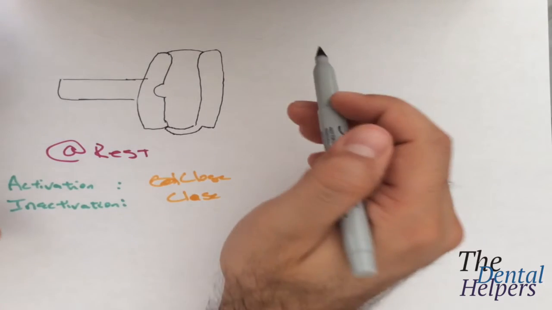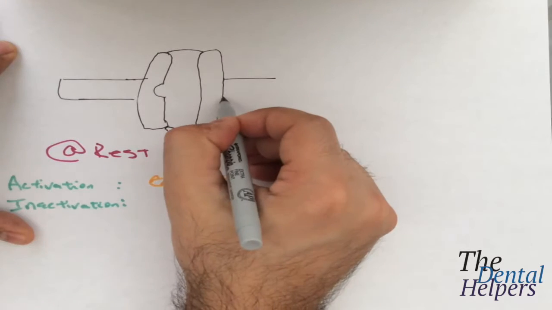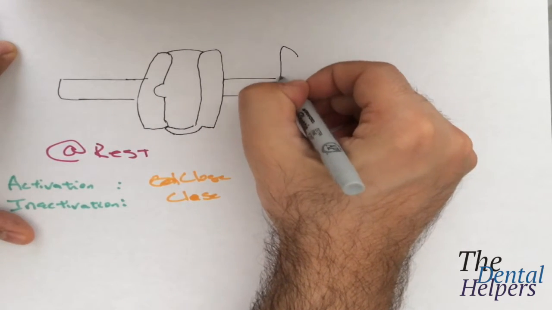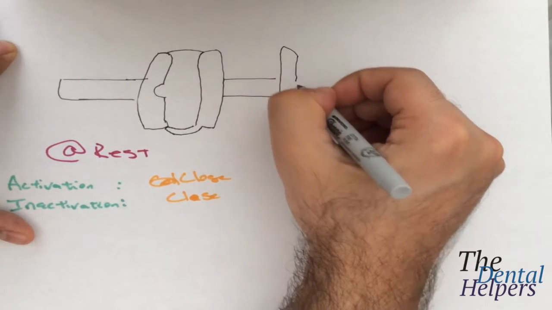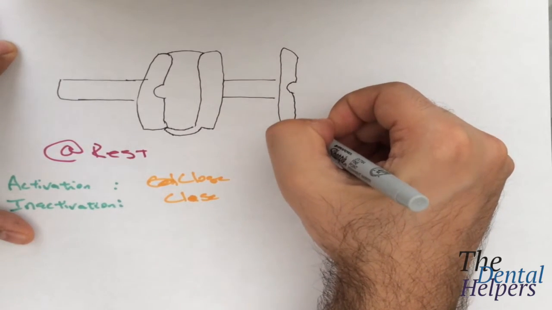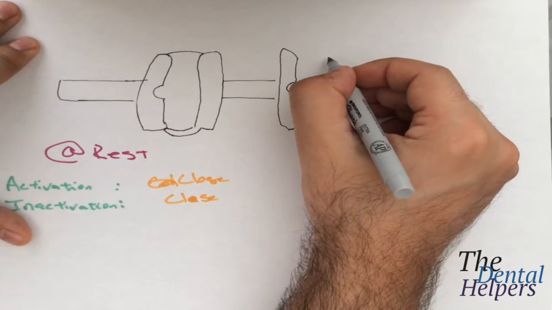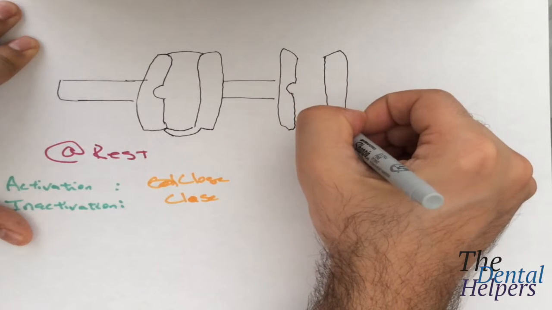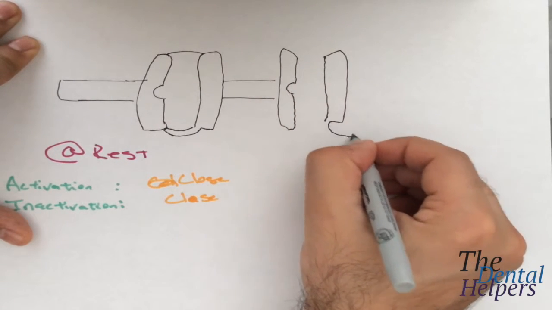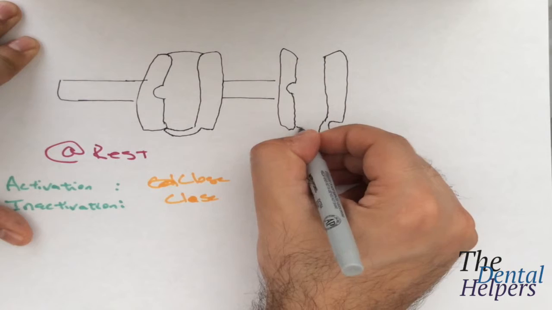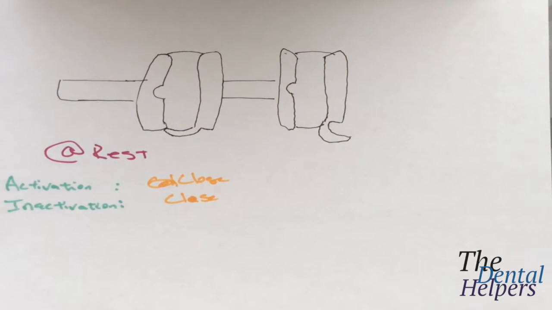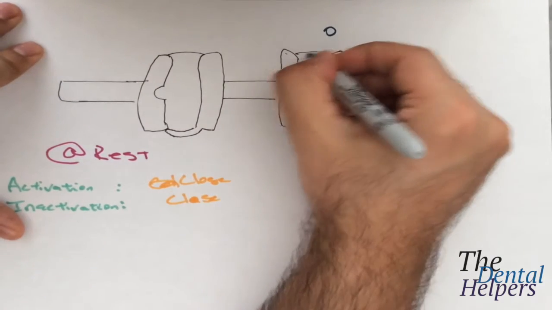Now, whenever we want to come to an active state, we're going to see something different. And as you probably guessed, an active gate would mean that everything is open, ready to go. And that is exactly what we're going to see here. In the active state, the gate is open, and we have the ability to allow sodium ions to pass through.